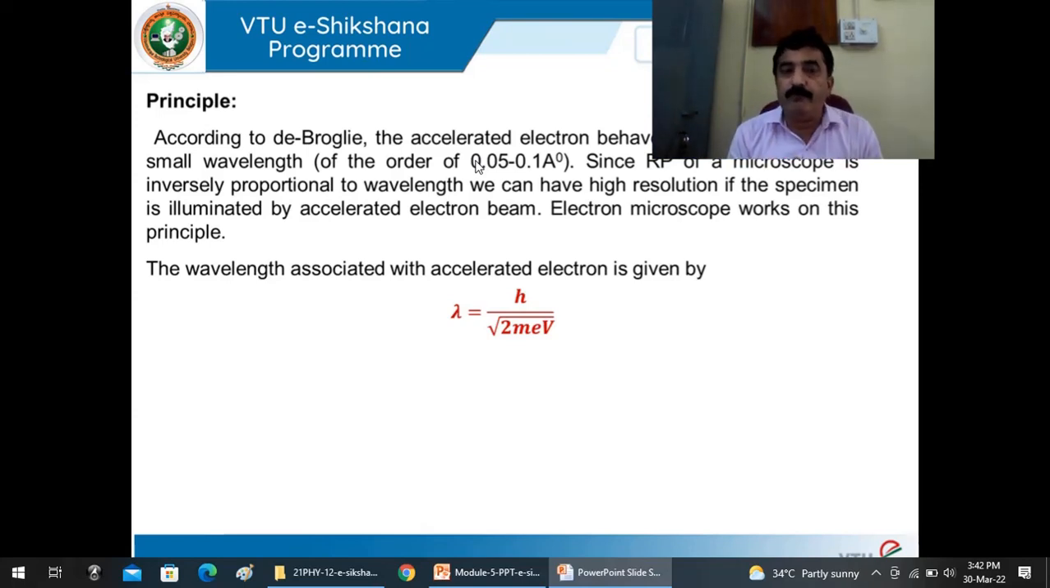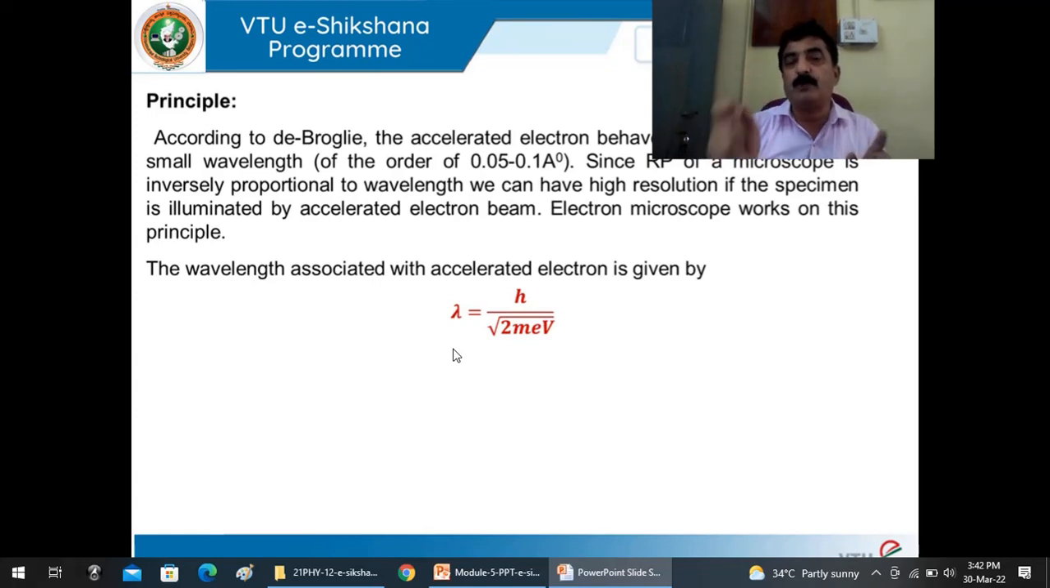We know pretty well that as wavelength decreases, resolving power increases. When wavelength is reduced, resolution enhances. So the wavelength of the accelerated electron is given here. This is the working principle of electron microscope. What is the working principle? Accelerated electron behaves like a wave. Wavelength of that wave is very small. As wavelength decreases, resolving power increases.